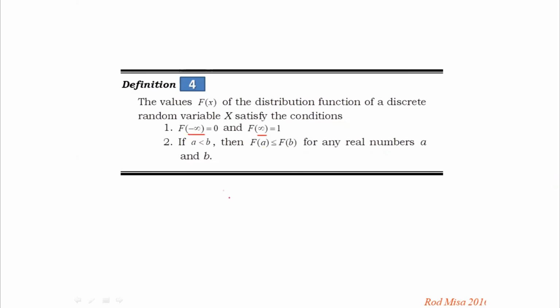Number 2, if you have a random variable a which is less than the random variable b, the cumulative distribution value of a must not exceed the cumulative distribution value of b for any real numbers a and b, which means that the cumulative distribution function is increasing. It is a monotonic function.